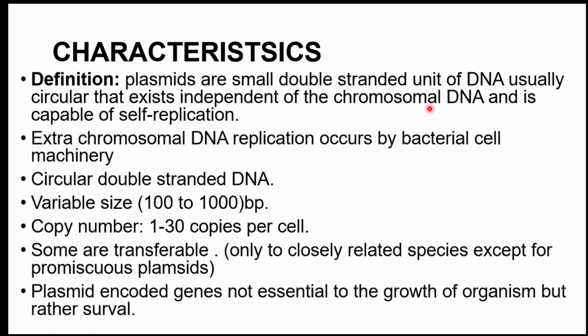So we're going to look at some of the characteristics of these plasmids, and the first characteristic that we shall see is that they are extra chromosomal DNA, and they replicate using the bacterial machinery. However, they use the enzymes, as you know that replication needs enzymes.